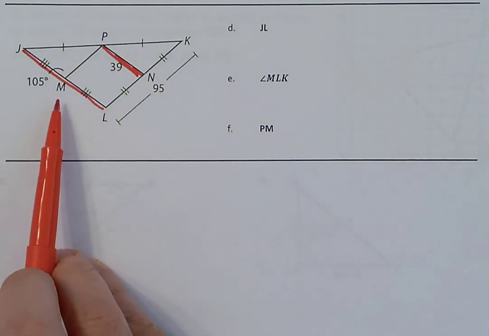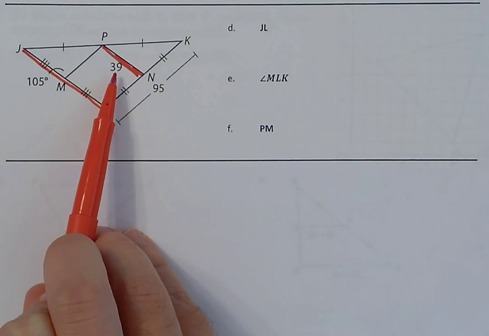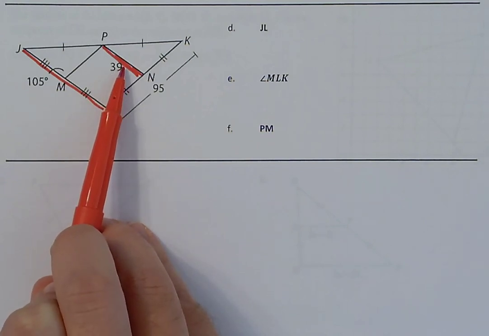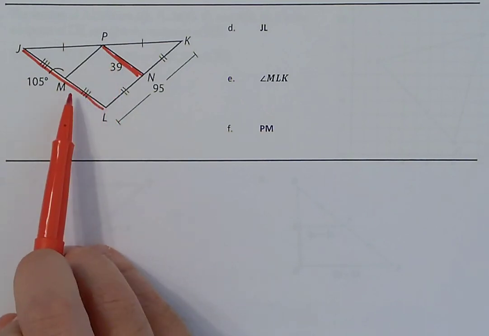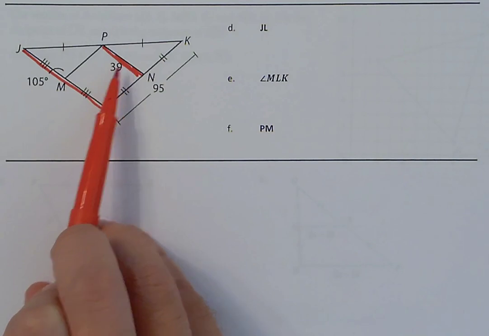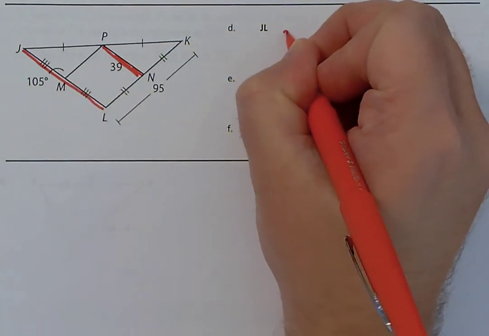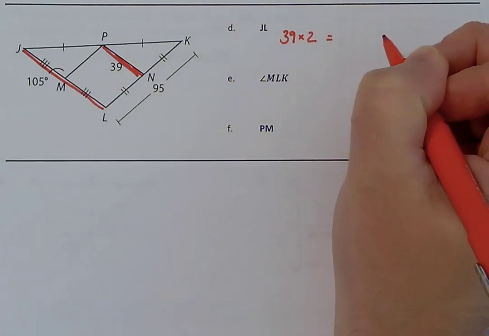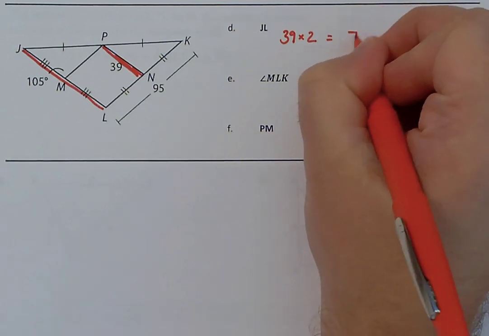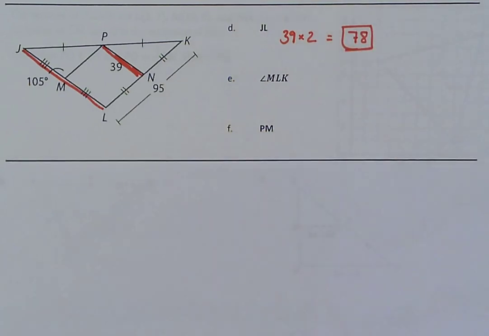If I want to figure out JL, we need to use the length of PN, which is 39. So if PN is 39, to go from smaller to bigger, we have to take 39 times 2. Because we're going from the mid-segment to the third side, smaller to bigger, we need to multiply. So we do 39 times 2, and we end up with 78 as the length of JL.